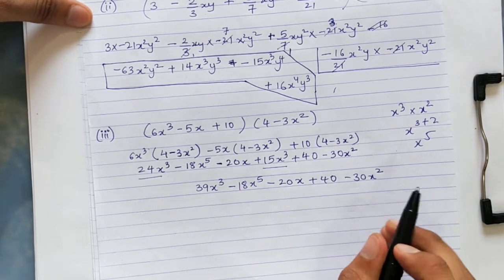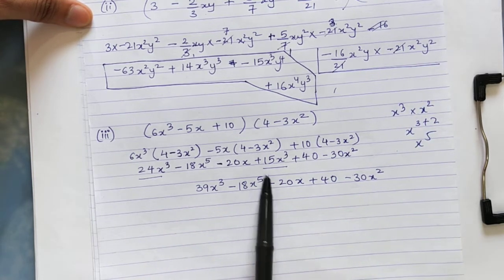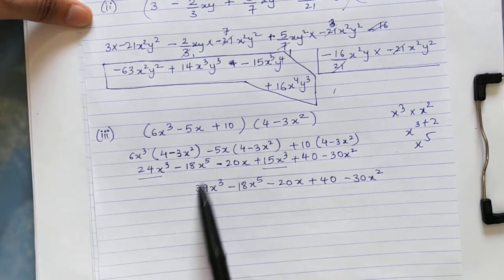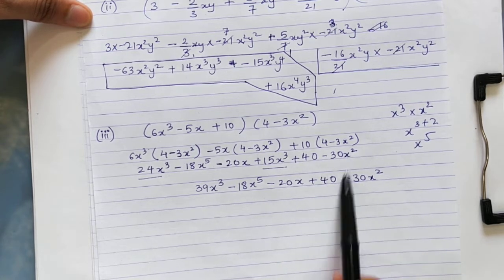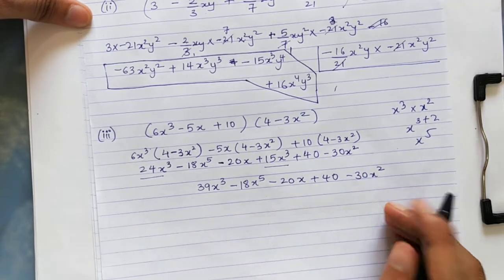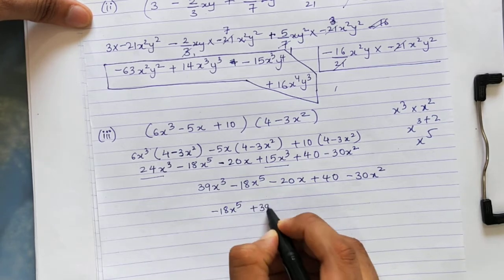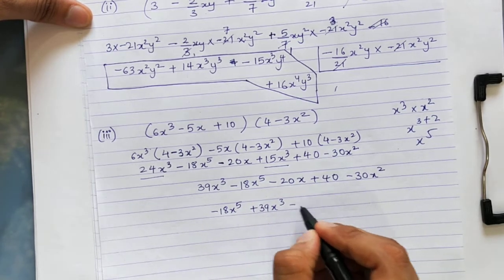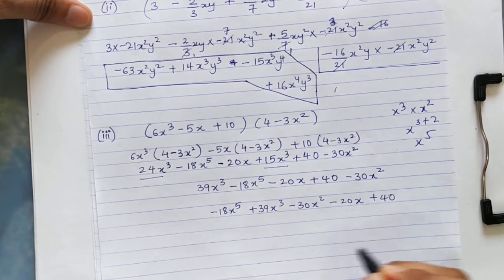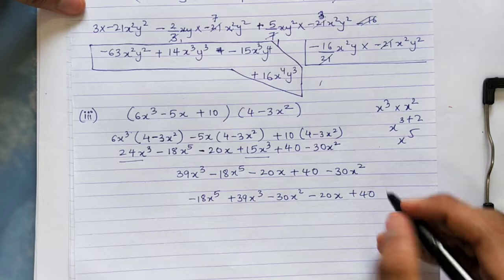But always remember, your answer should be in decreasing order. Decreasing order means the highest power of x should come first. See, x5 is highest, so x5 will come first, then x cube, then x square, then x, and then 40. This is the way you write the equation always. So the answer is correct, but we'll arrange it properly. I'll write first 18x raised to 5, then 39x cube, then minus 30x square, minus 20x plus 40. Okay, this is the answer.